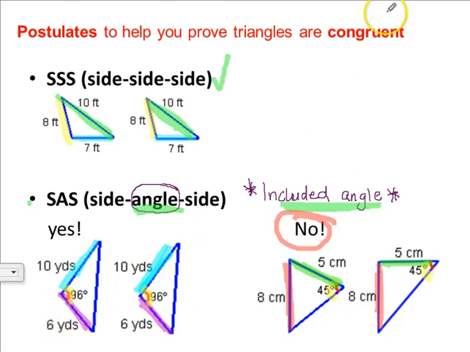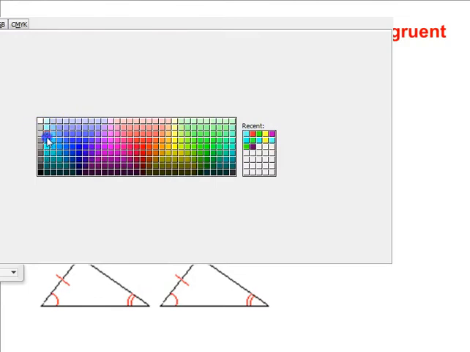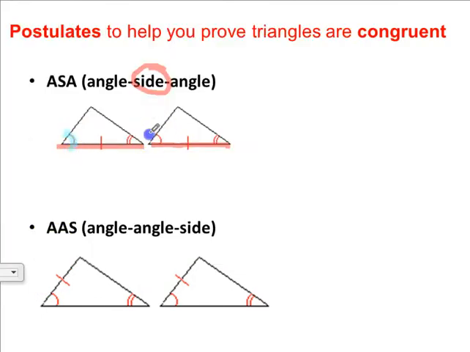Alrighty, so let's move on. Angle, side, angle. And again, the side has to be sandwiched between the two angles. And see how we've got the corresponding sides here? We know they're congruent because of that little tick in there. And then we've got our sets of corresponding angles. One arc here, one arc here. And then let's go ahead and highlight the others. Two arcs here and two arcs here.